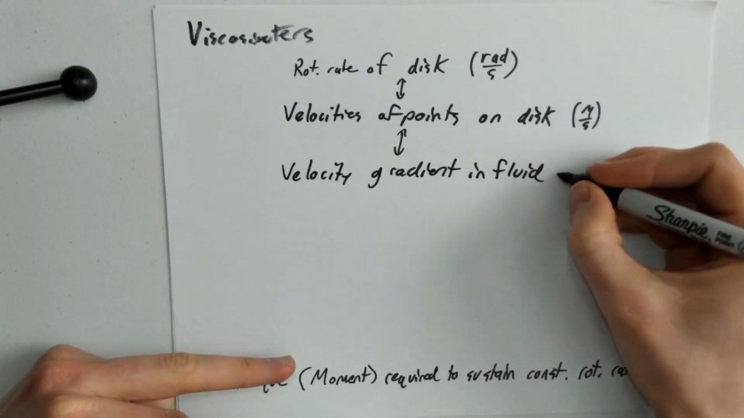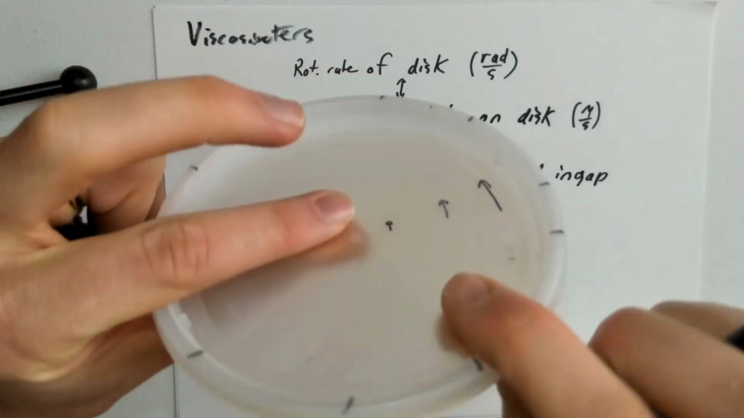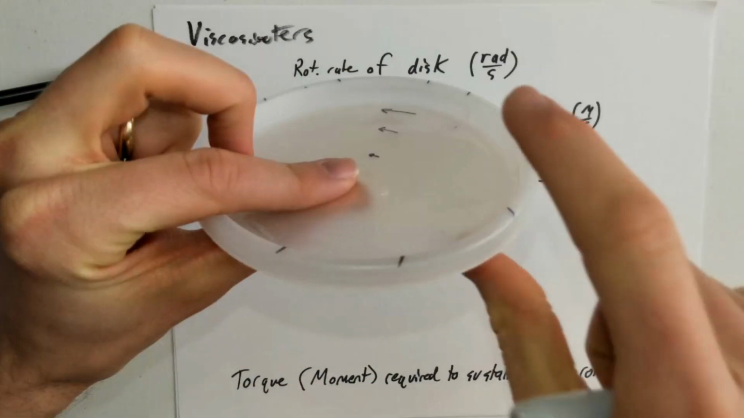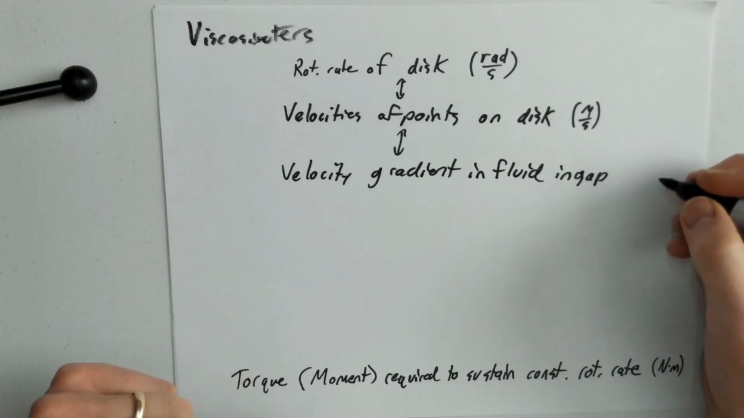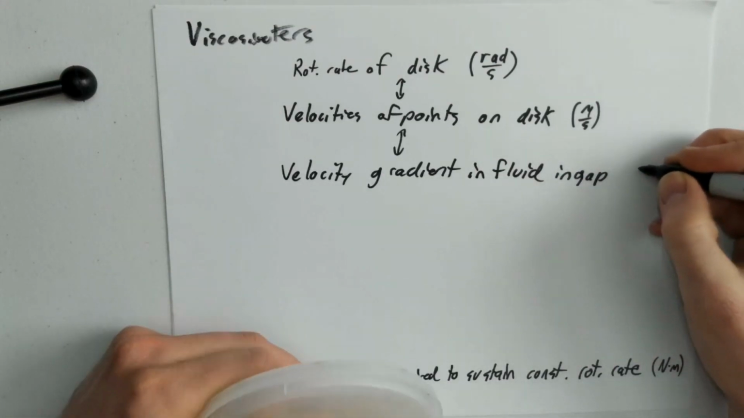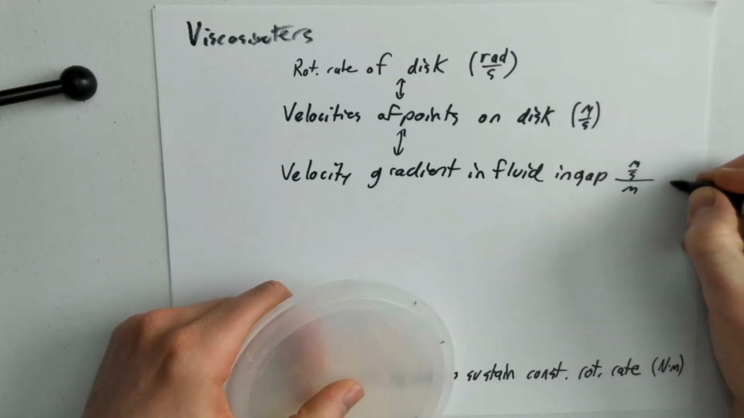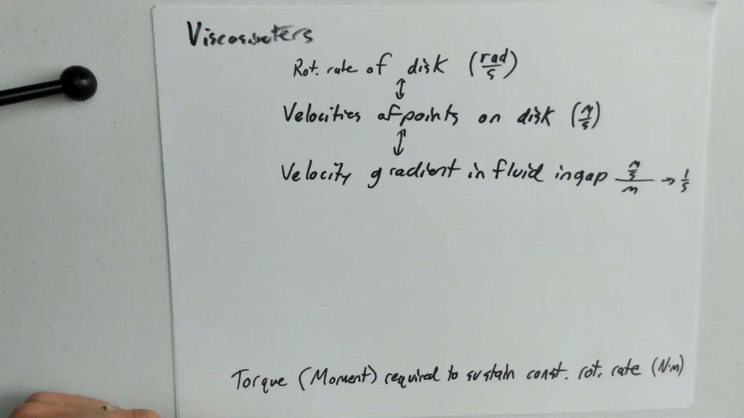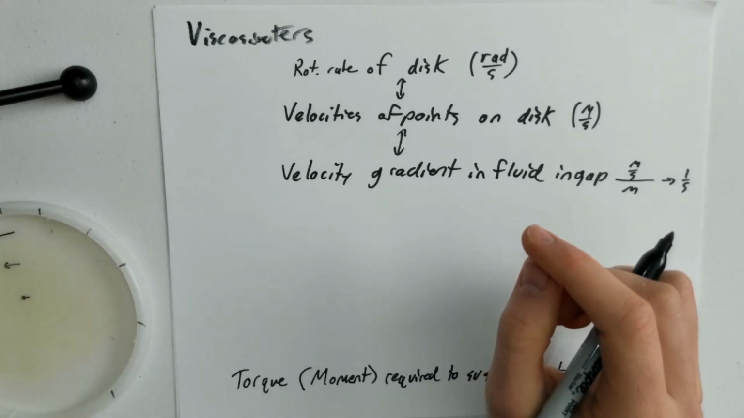in the fluid in the gap between the moving disk and the stationary floor or ceiling underneath it or above it. Right? And of course, velocity gradient is going to have units of meters per second per meter, or 1/seconds. So the velocity gradient in the fluid in the gap is going to help work us out.